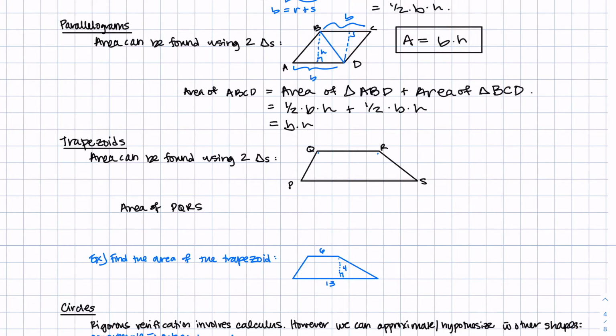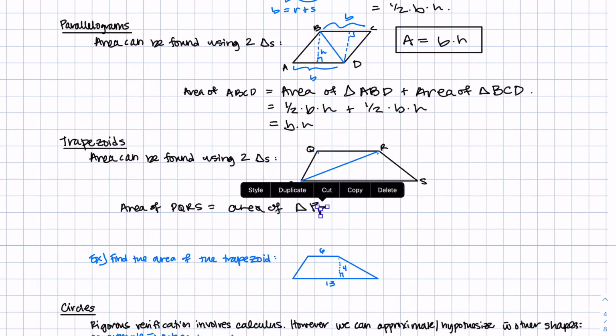In the case of a trapezoid, we want to do a similar thing where we're going to break this up into triangles. So let's again take one of these diagonals. And so let's find the area of the triangle PRS, and the area of the triangle PQR.